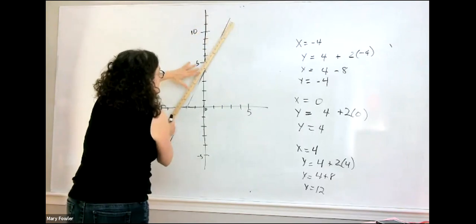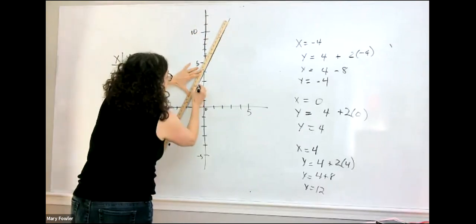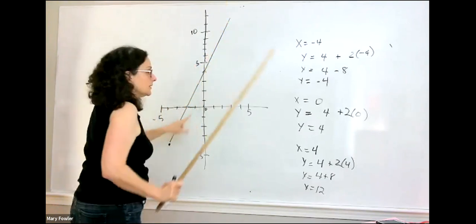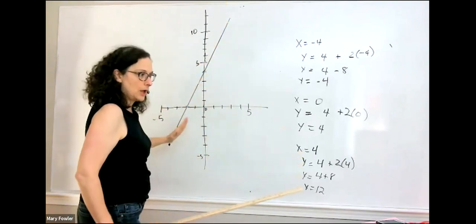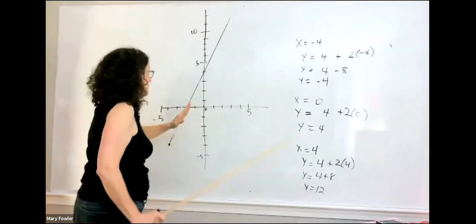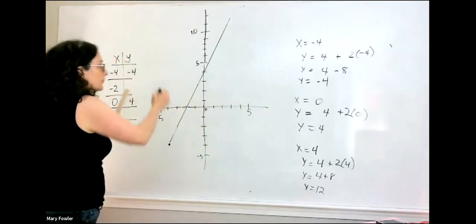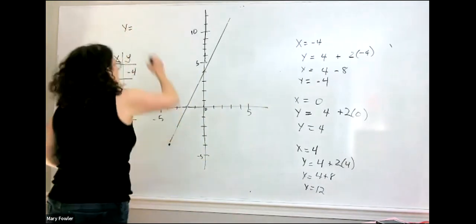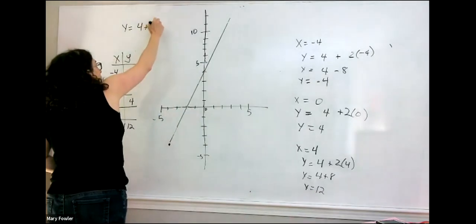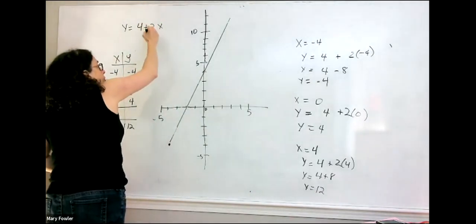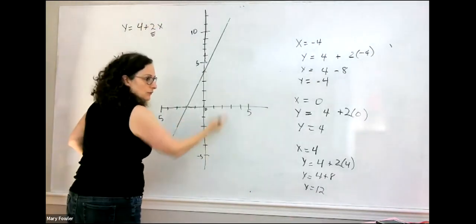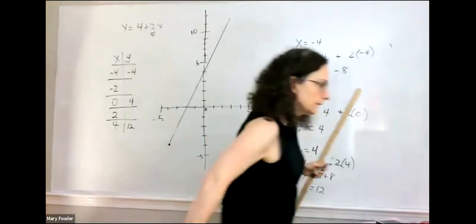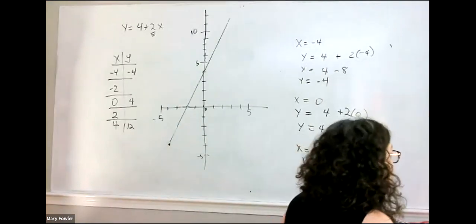In this line, we see that as we move to the right, the line increases. And that's because the slope, this line was Y equals 4 plus 2X. And the slope is positive, which means as we move to the right, the line goes up. Okay, so let's go ahead and go back to the notes.